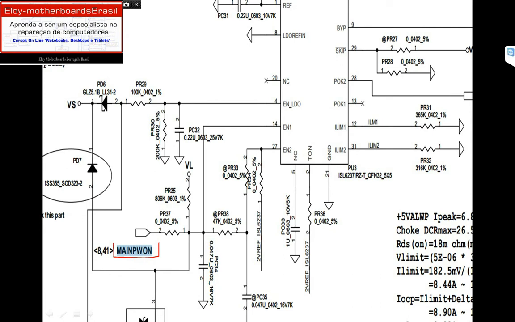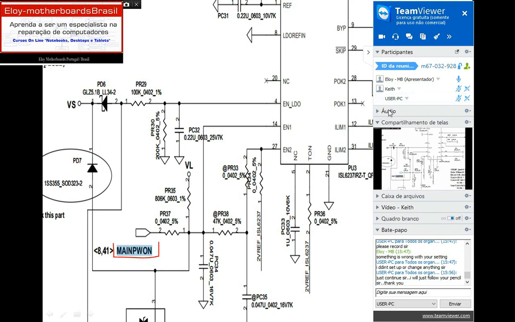Any questions, any doubts about what was taught? Any questions? Because I will start the second part of this lesson. If you have any questions, just write it. If you don't have any questions, just write no.